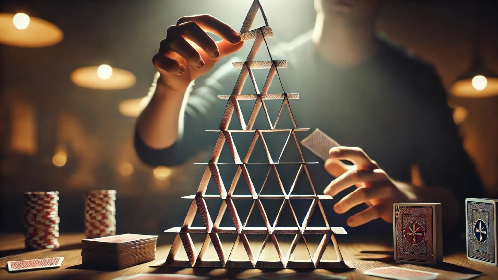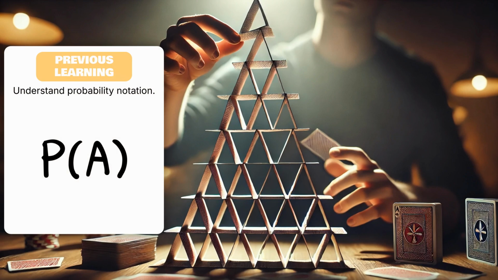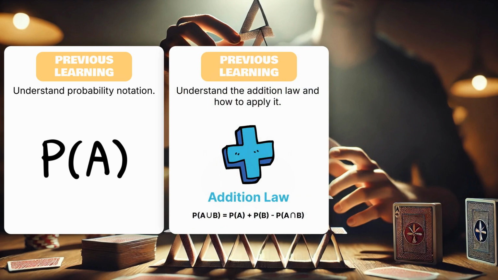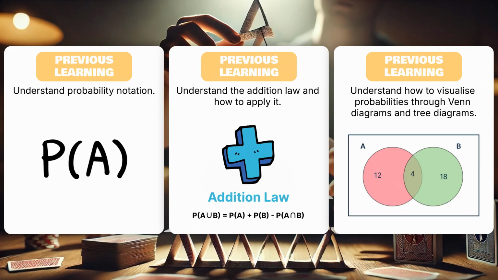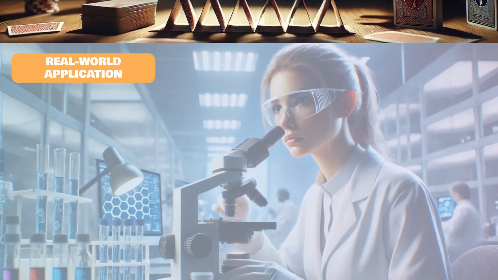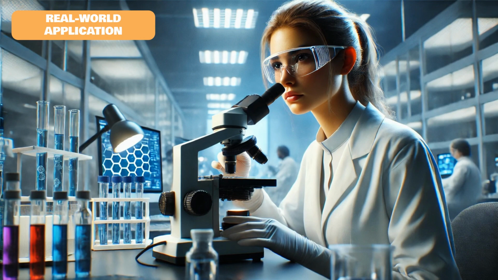So far, you have built a solid foundation in understanding probability by learning probability notation and representing probabilities using standard notation like P(A) for the probability of event A. We have also learned the addition law, and we have understood how to use visualizations of probabilities, including Venn diagrams, tree diagrams, or other visual tools. With this groundwork in place, we are ready to explore conditional probability.